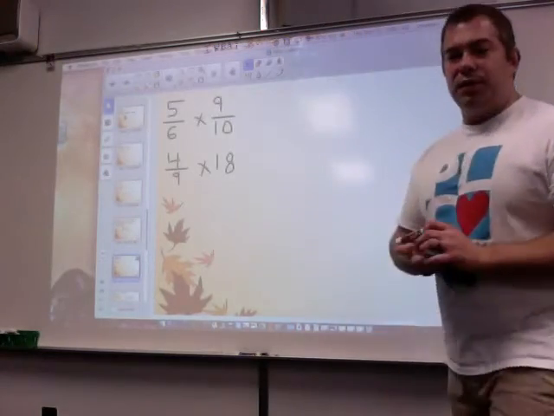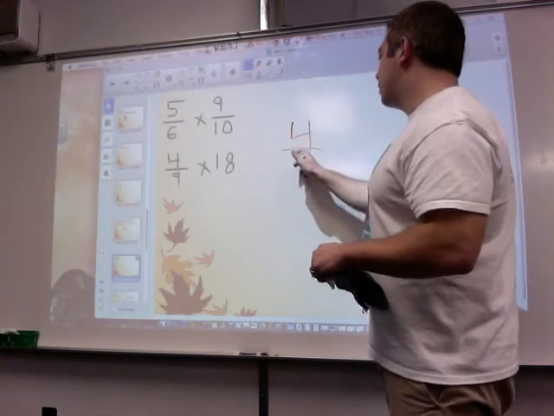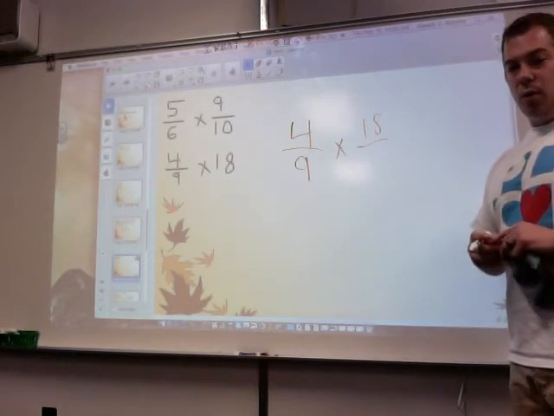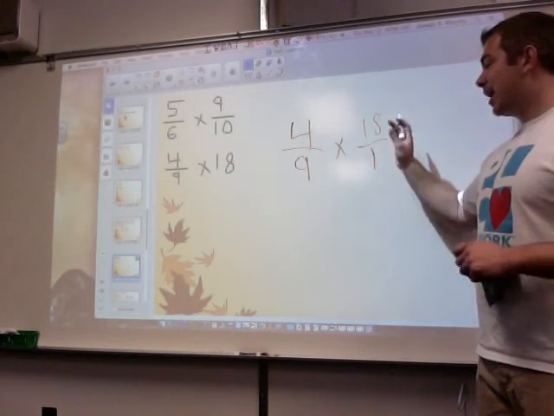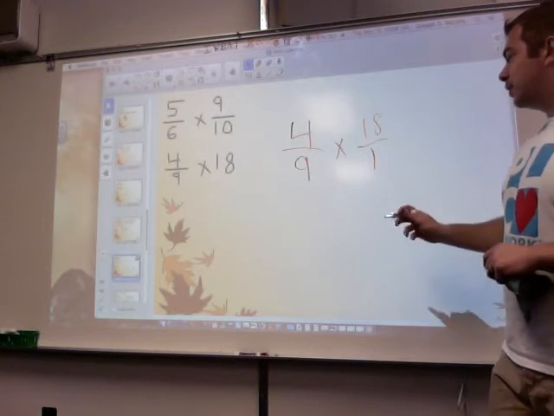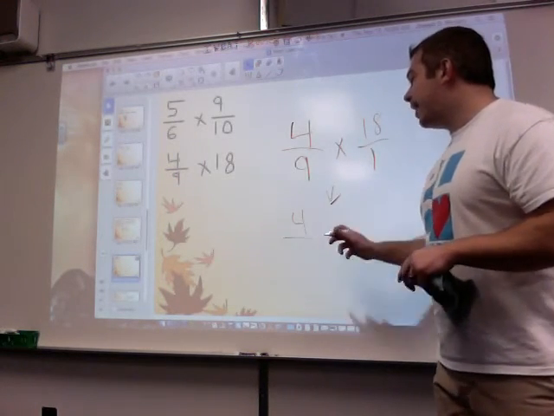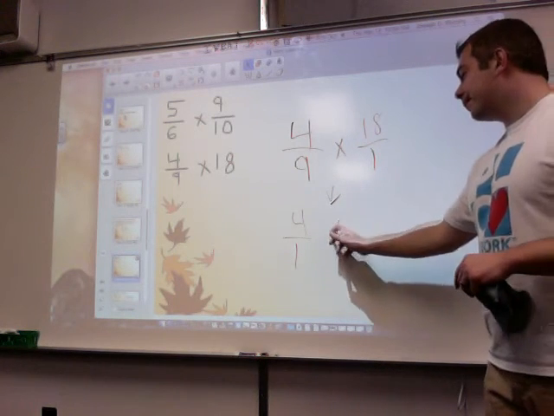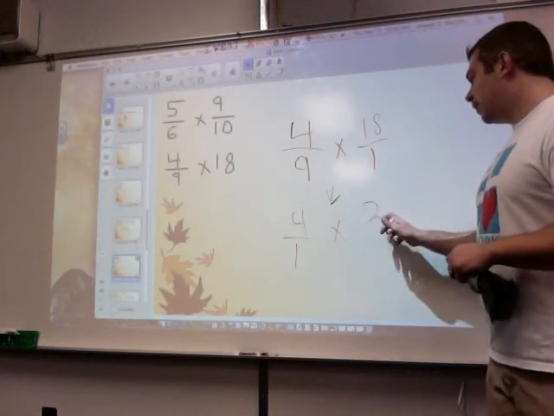One last example I want to show you is 4/9 times 18. I'm going to rewrite that up here for you. Now we already know that 18 is simply just 18 over 1. So in looking at this problem, you can see clearly that I can reduce beforehand because the 9 and 18 both have a common factor of 9. So as I rewrite this, I'll rewrite it below. I have 4. Now 9 divided by 9 equals 1. So I have 4 over 1 now. And 18 divided by 9 equals 2. So I have 2 over 1.